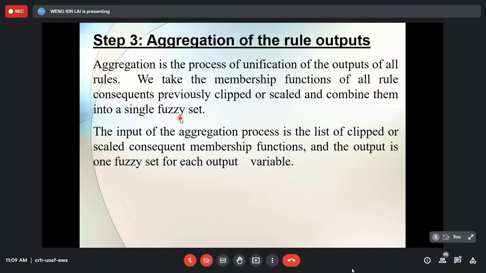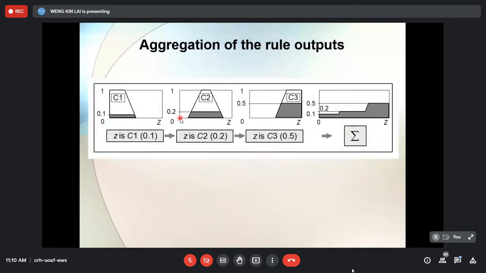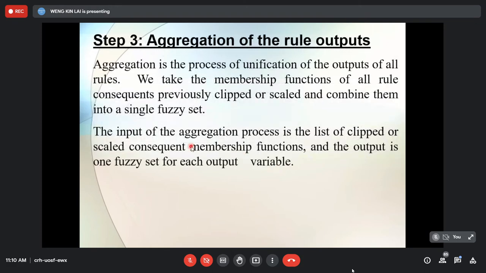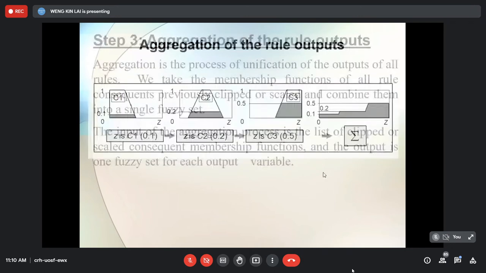How do you do that? The input of the aggregation process is the list of the clipped or scaled consequent membership functions. And the output is one fuzzy set for each output variable. Let's look at how we do this in the next few slides. So this is from rule number one over here, this rule number two over here, and finally rule number three. You aggregate or combine all three of them into one consequent function, one fuzzy set, which is shown here.